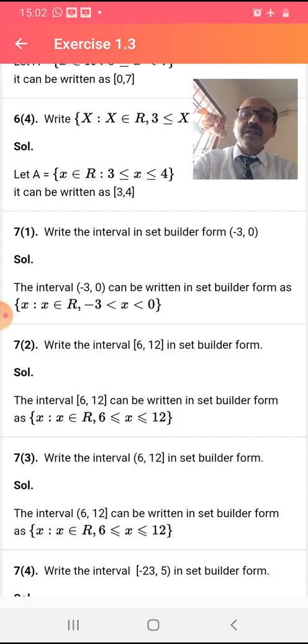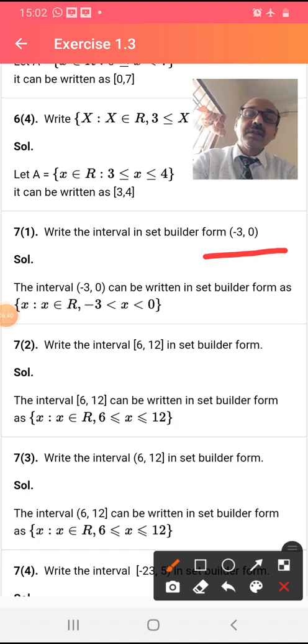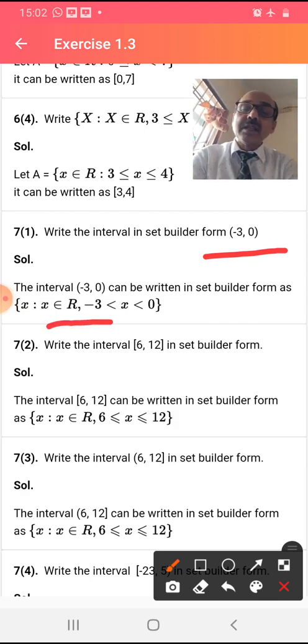Question number 7 is just the opposite. An interval is given, write it in set builder form. So minus 3 comma 0, the question is minus 3 comma 0 with an open interval. How do we write the set builder form? x within the set bracket, x such that x belongs to R, that is a real number, and minus 3 less than x less than 0. Because of the open interval, the equal sign is not needed. So minus 3 less than x less than 0, that is minus 3 comma 0.